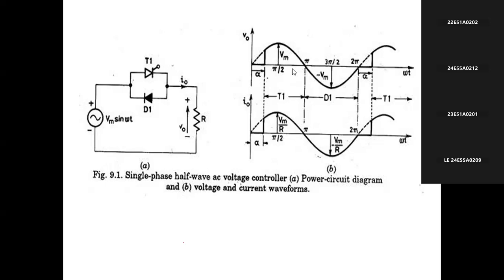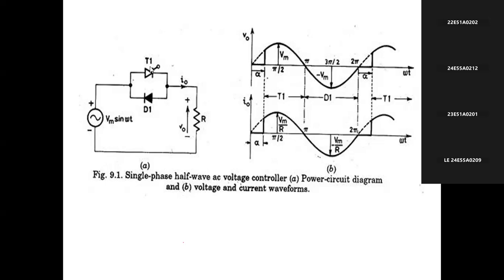Now explain the negative cycle. Diode allows the conduction in the negative half cycle, sir. At pi, exactly at pi, diode is on, because this polarity is changed, negative cycle. Negative is connected to cathode. Since there is no firing angle, exactly from pi to 2 pi, diode will be on. Again at 2 pi, diode is off.